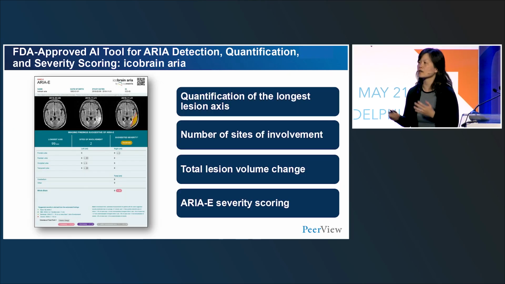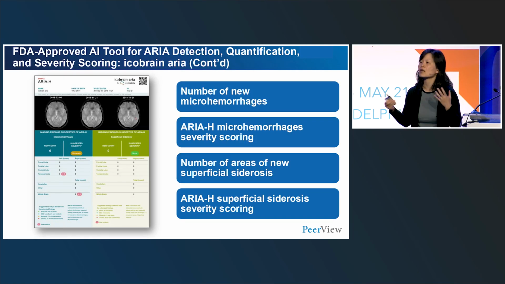And just moving on, there are many vendors here at ASNR, and there's so many of these new tools being developed every day in terms of automating a lot of these processes. Just know that there are tools out there that are trying to help in terms of quantifying the longest axis for these lesions, the number of sites that are involved, changes in lesion volume for ARIA-E, for example, and they can actually automate the scoring so you don't have to keep track of that table. Same for ARIA-H. There are vendors out there with these sorts of reports and templates that can automate all this for you. I'm not going to go into detail, but feel free to talk to the vendors outside about some of these tools.